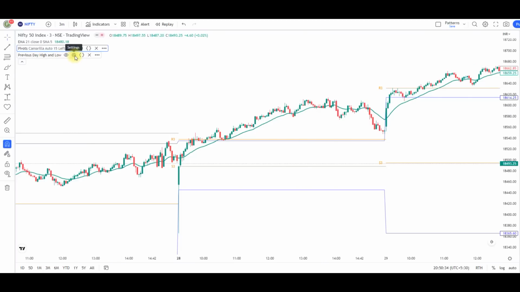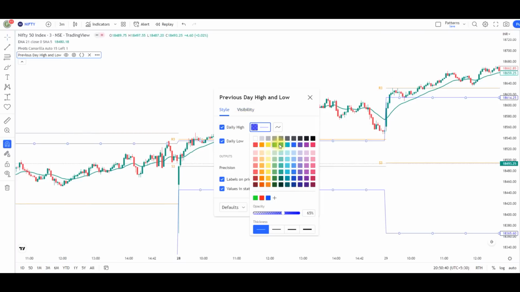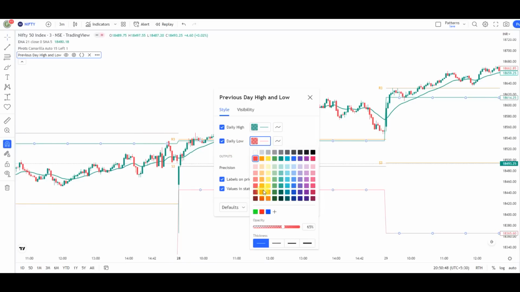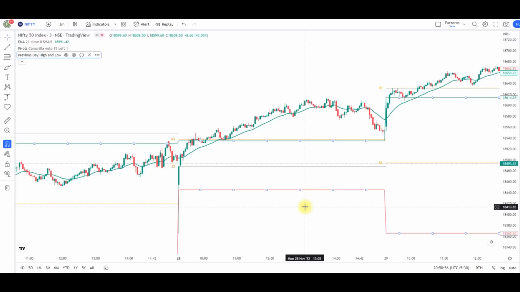The next one is previous day high and low. Go to the settings there and in style. Previous day high, I am making it green in color, as it is yesterday's high. And previous day low, I am making it red in color. We don't want to change anything else in the previous day low and high. And I am selecting OK.